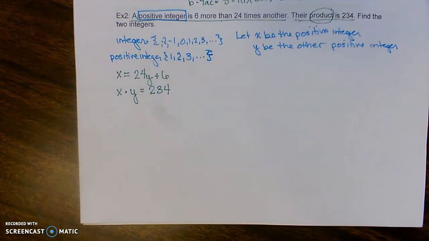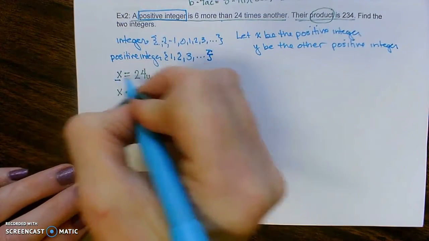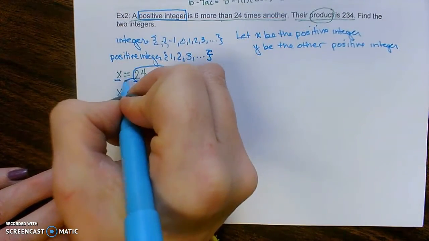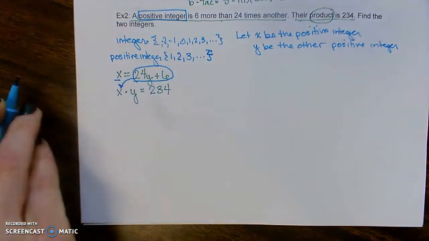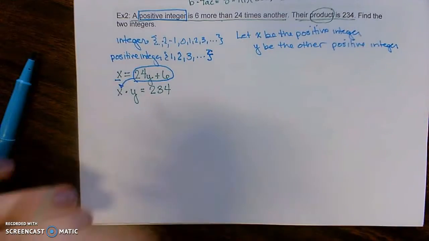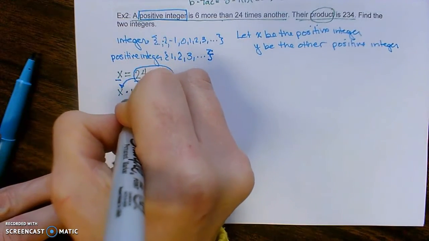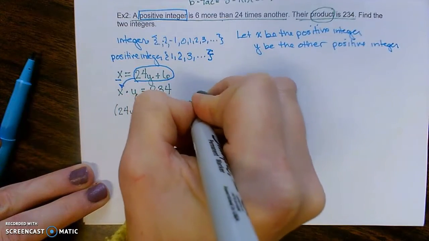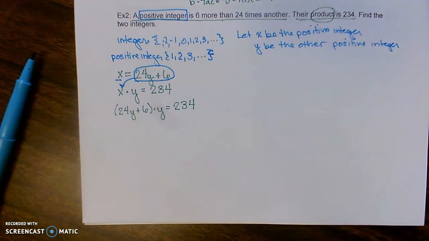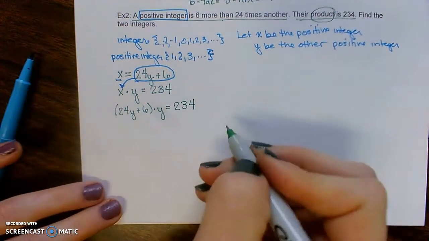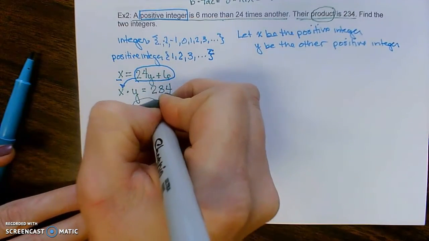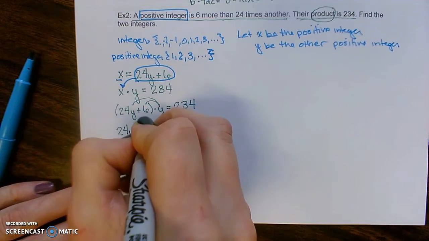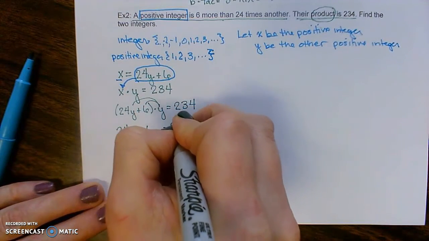Okay, with these two equations, I can plug this information in here, as x is equal to this expression. Just replace x with that whole expression. So 24y plus 6 times y equals 234. Now I have an equation that only involves one variable instead of two. This one I can solve. Let's open up the parentheses by distributing that y. This gives me 24y squared plus 6y equals 234.